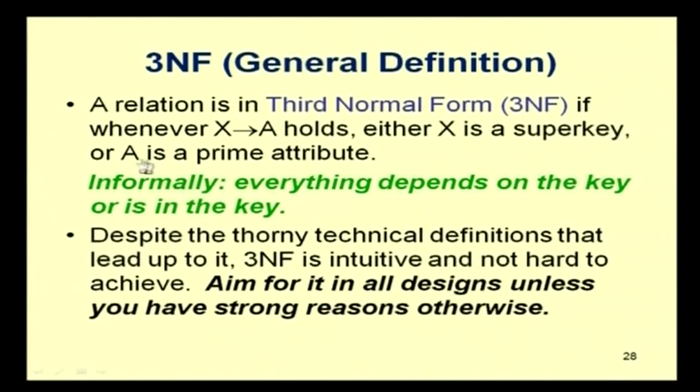A relation is in third normal form if whenever X functionally determines A holds, either X is a super key or A is a prime attribute. Informally, everything depends on the key or is in the key. Despite the thorny technical definition that leads up to it, 3NF is intuitive and not hard to achieve. It is better to aim for it in all designs unless you have strong reasons otherwise.